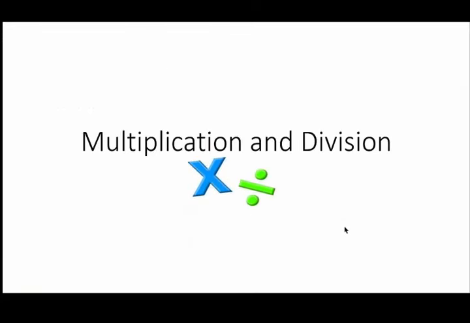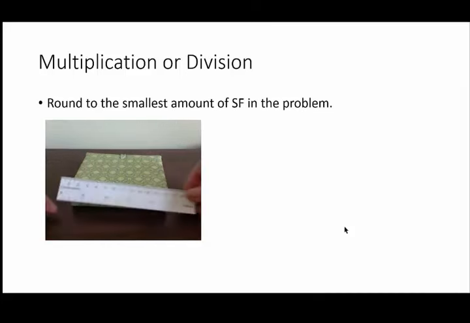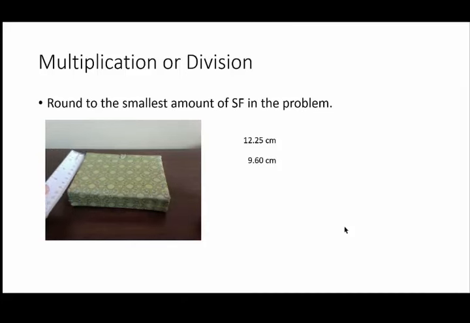Now we're going to go do multiplication and division. So this time, the rule is you round to the smallest amount of significant figures in the problem. Okay, so how do you make sense out of that? Well, I'm going to measure my box again, and I'm going to go ahead and find the volume of the box. Length times width times the height.